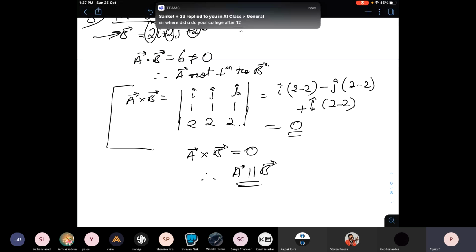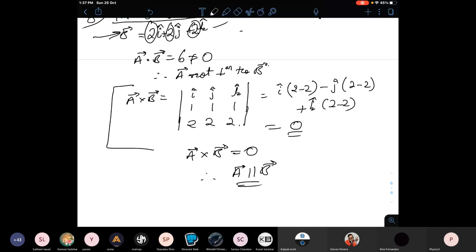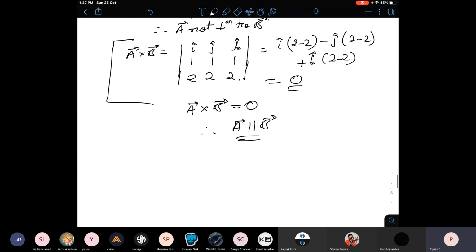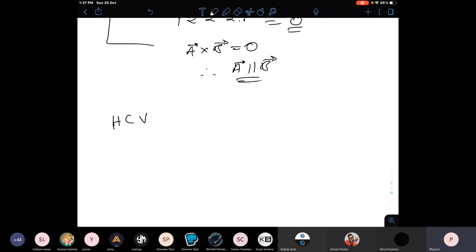Now enough of the unnecessary talk, that's enough. Sir, which book did you speak about? Which one, there are two books which I said. One is H.C. Verma.